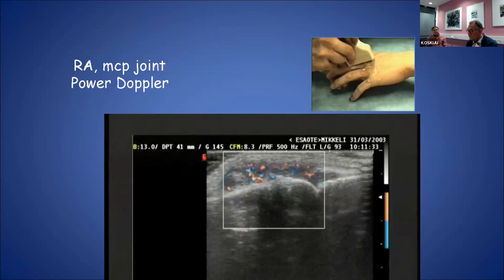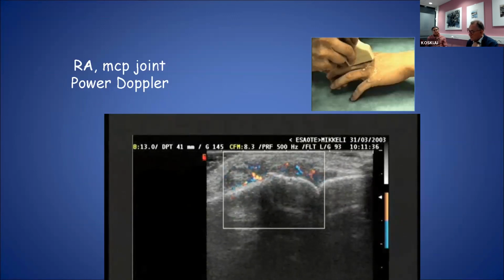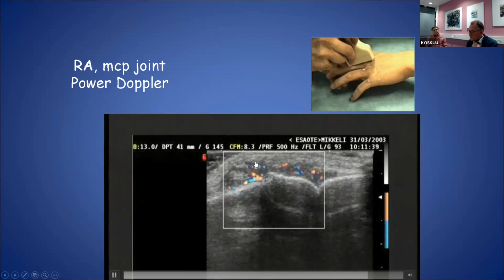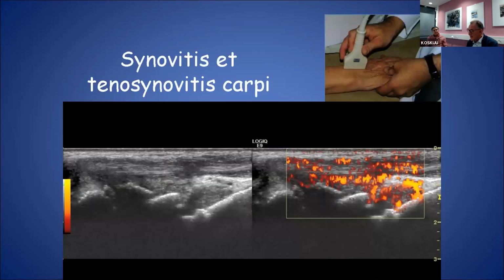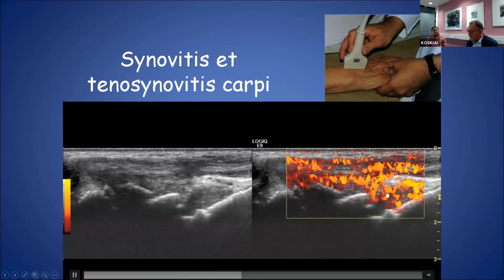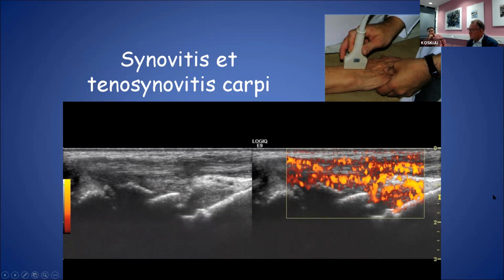Now I have some examples. Here we have an MCP joint, clear widening of the joint. There is proliferation with Doppler signal. We see here synovitis and tenosynovitis. So here is intraarticular synovitis, and then we have tenosynovitis on that as well. This is the grayscale image. You see here widening of the tendon sheath with anechoic material, suggesting synovitis, but if you put Doppler, it's clearly positive.